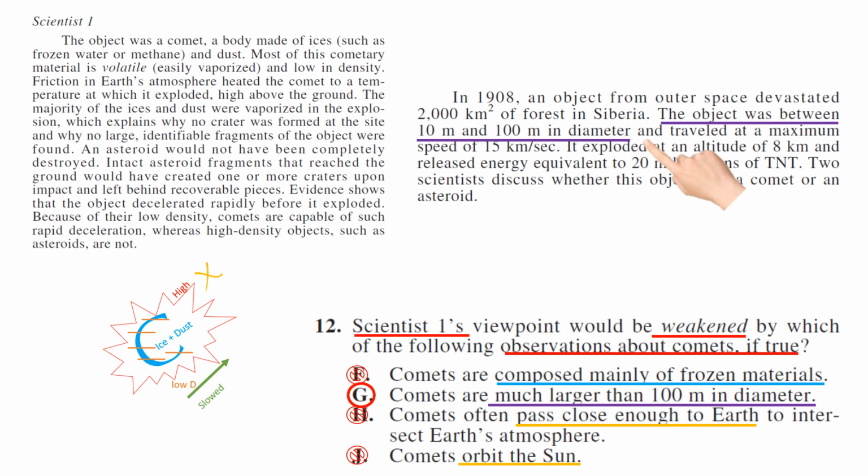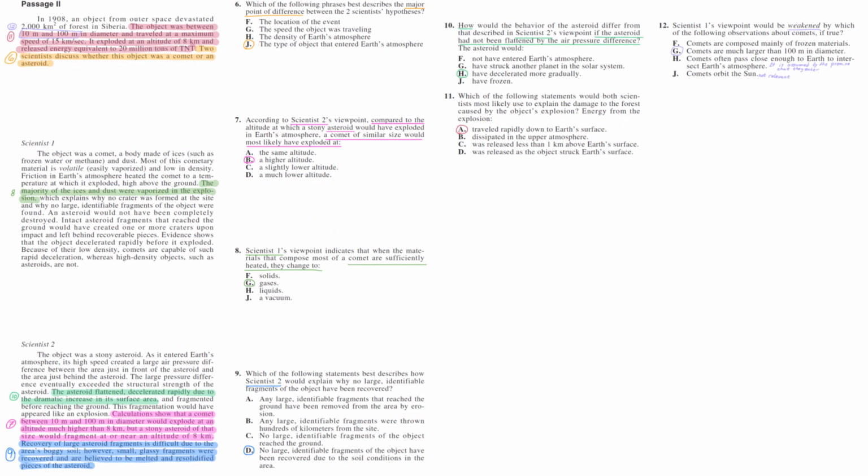Comets often pass close to Earth, and they orbit the sun. Neither of those would weaken the explanation of scientist 1. So G. Take a moment to look through the answers again if you need to. You can see that actually most of the answers came from scientist 2, which is quite interesting. So reach out if you have questions.